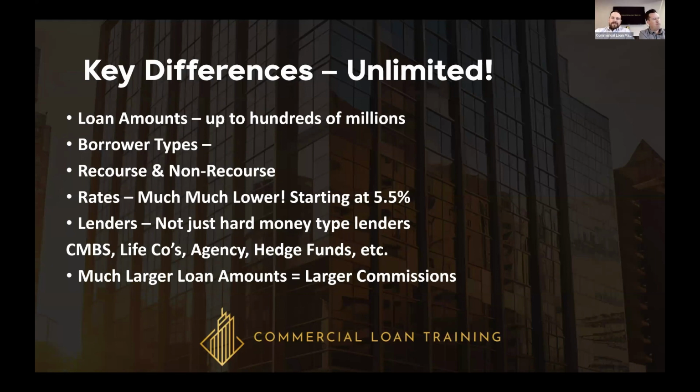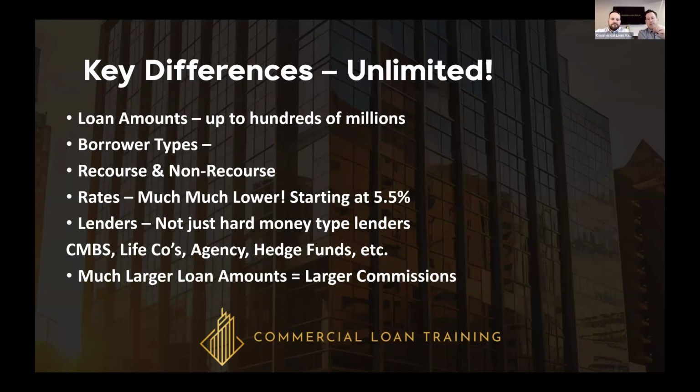Lenders. It's not just the hard money type lenders, 9 to 13%. There's of course the banks and credit unions, but there's also some other great lenders that are the CMBS, LifeCo, agency, hedge funds, etc. that are offering these 5.5 to 6.5% interest rates. Here's why, and the last point too. I mean, obviously, larger deals, larger commissions, and we'll go over some deals here soon.